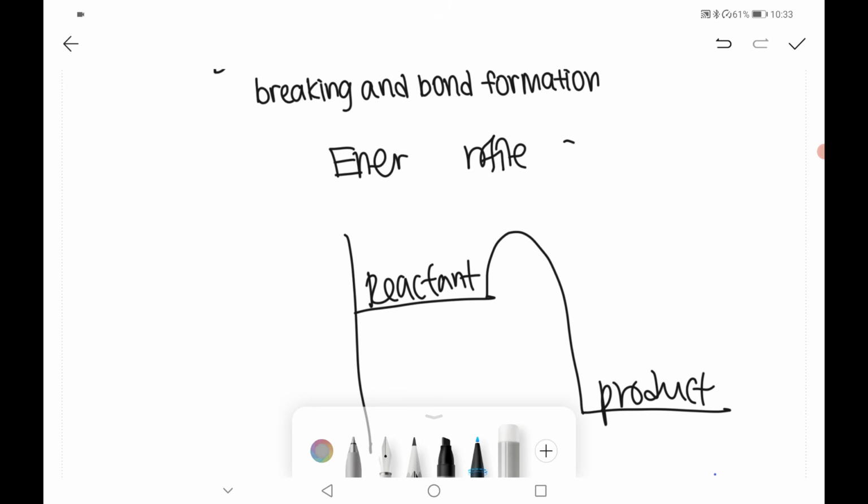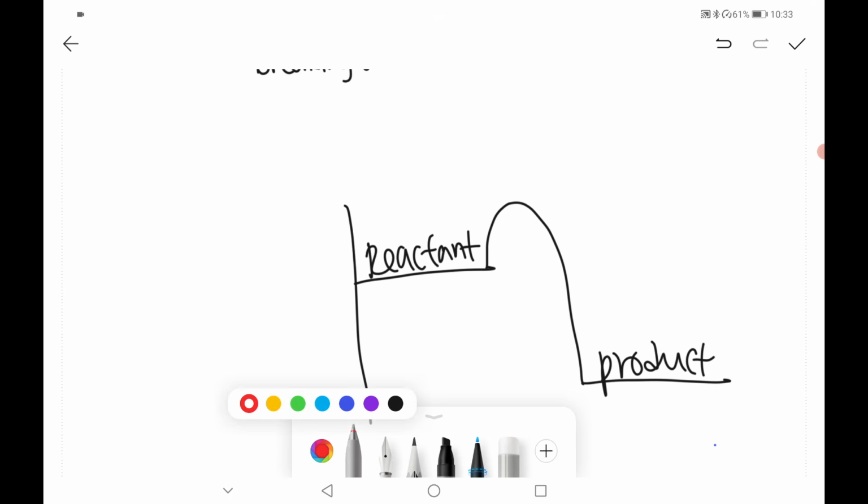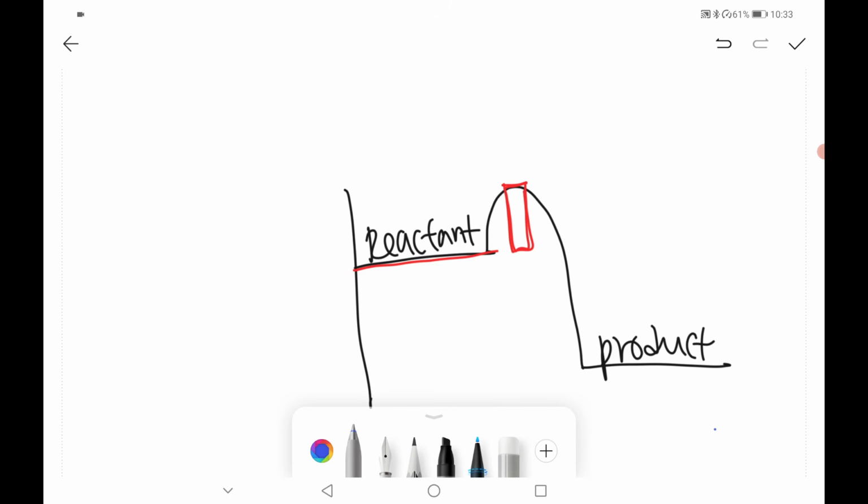So once you get the energy profile diagram, how much is the heat that you absorb? The heat absorbed to break the bond is here. From the reactant to the peak, this is the energy to break the bond. So how much energy is released to form the bond? To form the bond is from the peak to the product. So here, this is the form bond.